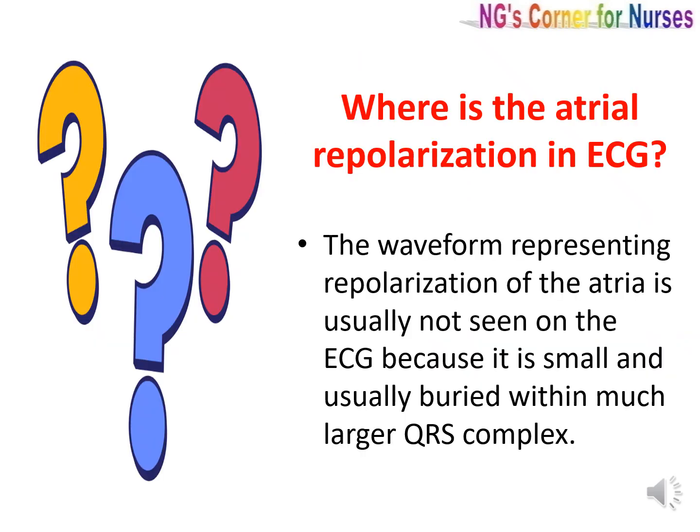Now the question may arise, where is the atrial repolarization in ECG? The waveform representing repolarization of the atria is usually not seen on the ECG because it is small and usually buried within the much larger QRS complex.